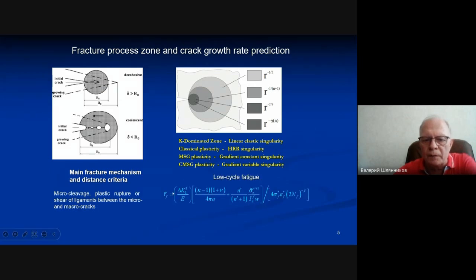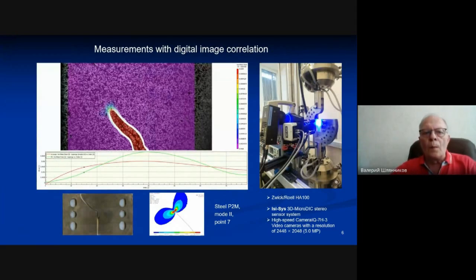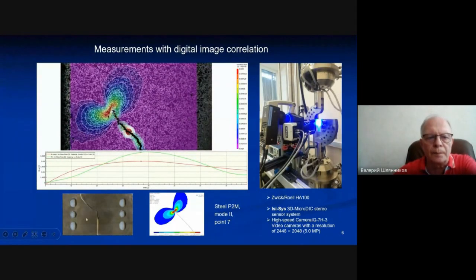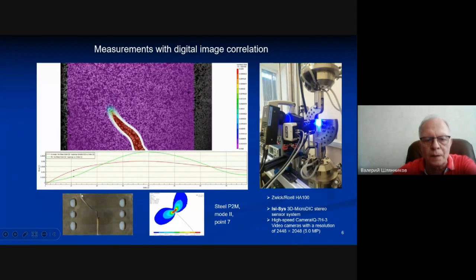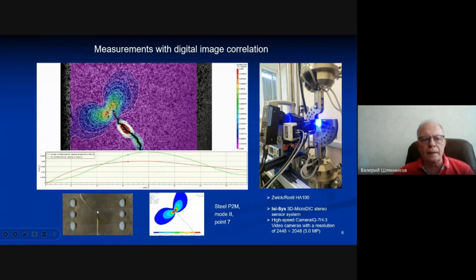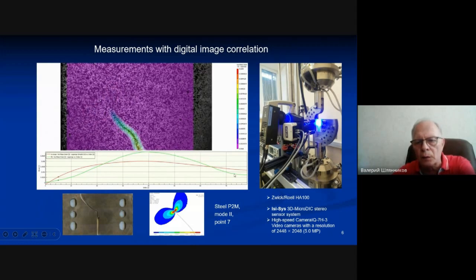The size of the fracture process zone, for instance, under non-linear deformation under low cycle fatigue, leads to the equation for crack growth rate prediction, which accounts for the size of the fracture process zone. And now I will show you our experimental results, which were performed on compact tension shear specimens with an inclined curvilinear crack. You see the plastic zone changing under cyclic loading conditions.